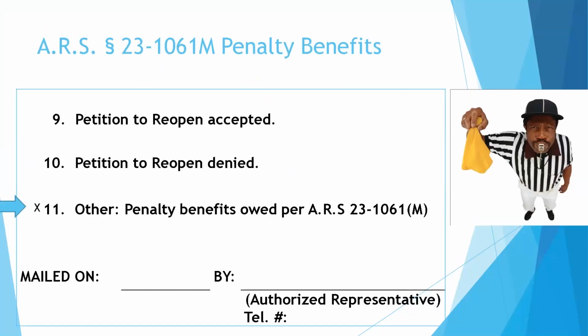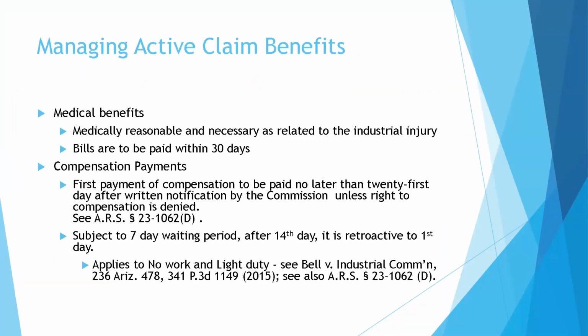And this is how your Notice of Claim Status would look. If you're paying penalty benefits, you have denied the claim. You've marked Box 2. You need to mark Box 11 as well and indicate penalty benefits are owed per ARS 23-1061M.